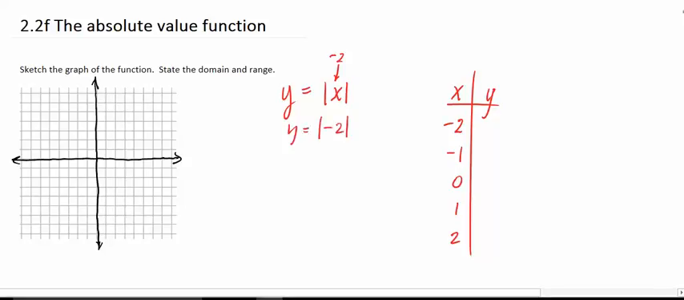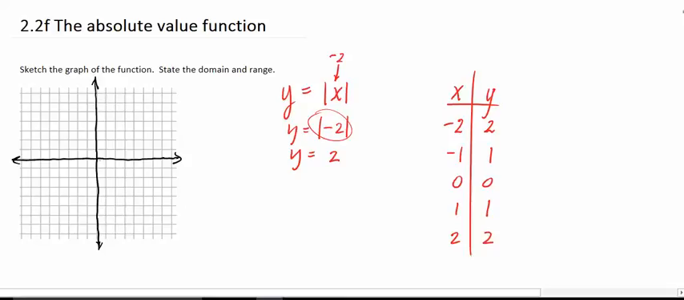Okay, I get absolute value of -2 is 2, because this really just means what's the distance from that thing to 0. Well, the distance from -2 to 0 is 2. So it's not that we're taking the negative off, we're just talking about distance. Well, what's the distance from -1 to 0? 1. And so forth and so forth.